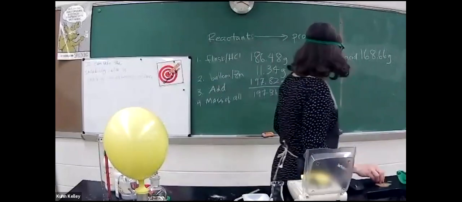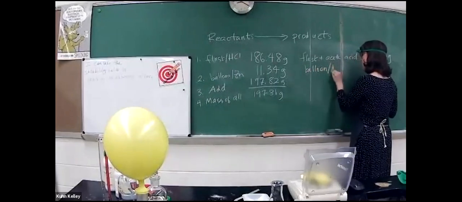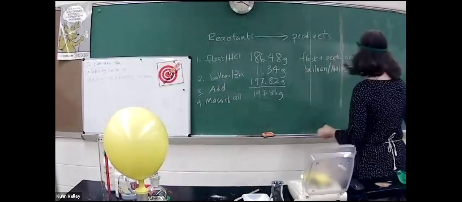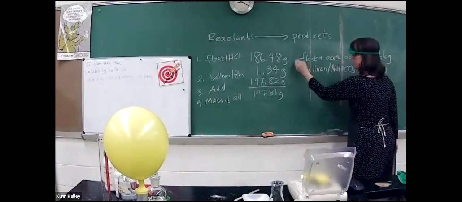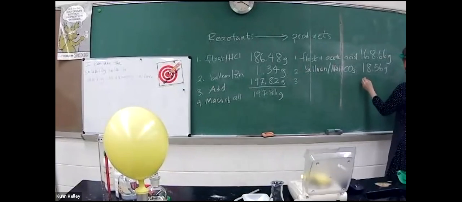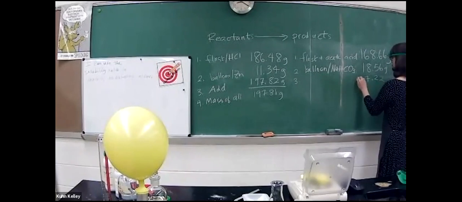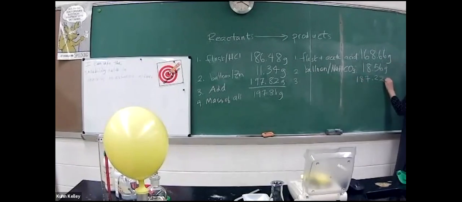So let's write that up here. Our mass of the balloon and the sodium bicarbonate was 18.56 grams. Remember, the next thing we were going to do was to add those together. And so when we add these together, we get 12, 2. Really bad when your teacher is doing mental math in front of you because she's likely to make an error. Maybe it's 187.22 grams when we add them up.